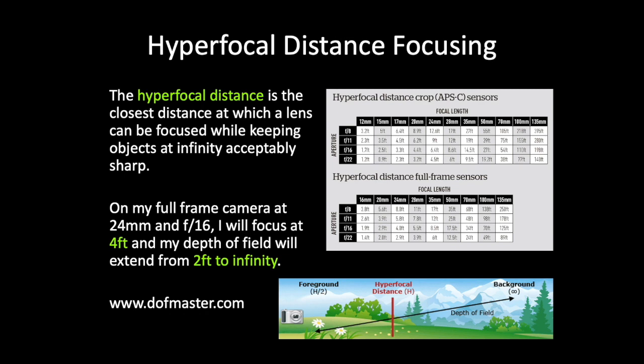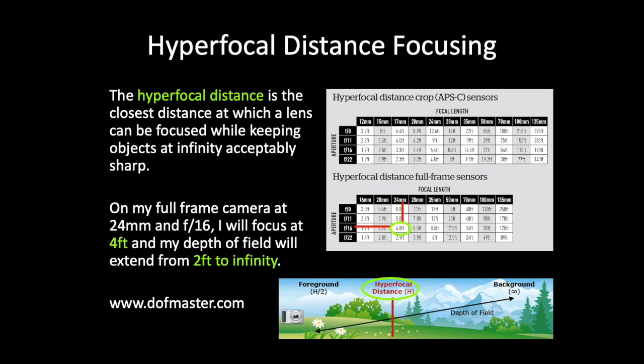So let's take an example. Let's say that I'm on my full frame camera at 24mm and f/16. And for the hyperfocal distance table for full frame sensors, I know that my hyperfocal distance is going to be 4 feet. So if we look on the diagram below, my hyperfocal distance is 4 feet.